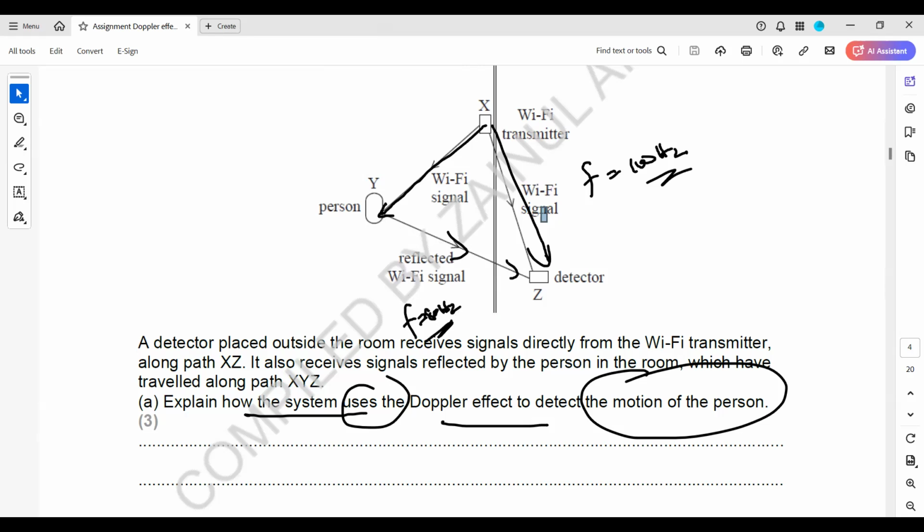So how to write the structured answer for this? First, you mention that we record the signal from the Wi-Fi transmitter and the signal reflected from the person and compare the frequencies. If the frequency reflected from the person is higher, it means he's moving towards; if it is lower, it means he's moving away. If there is no change in frequency, it means the person is stationary, not moving. Is it clear, this one?